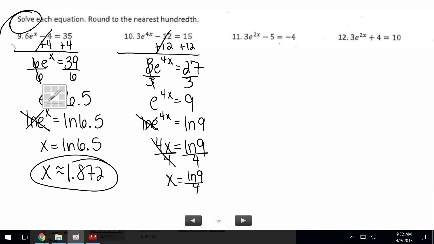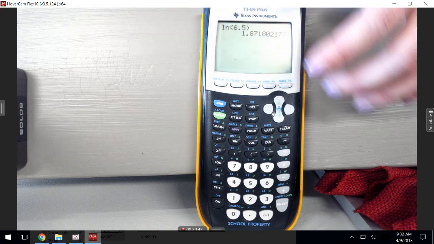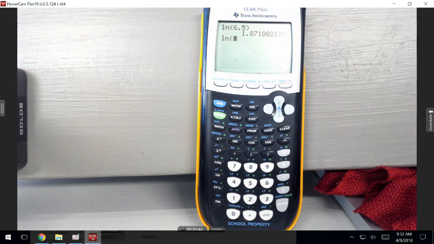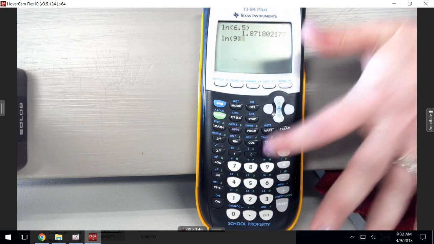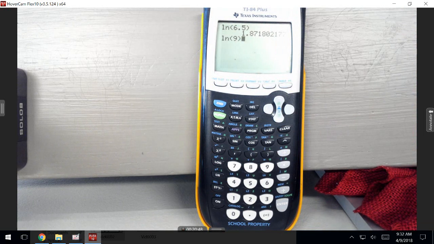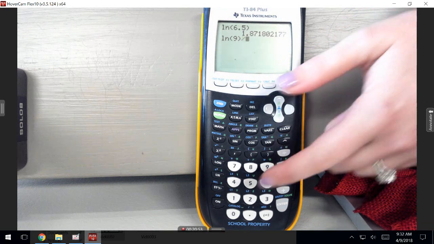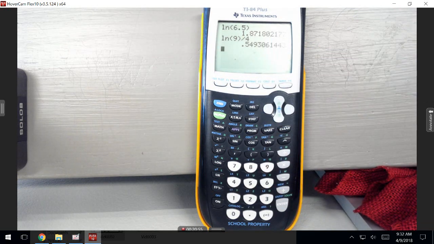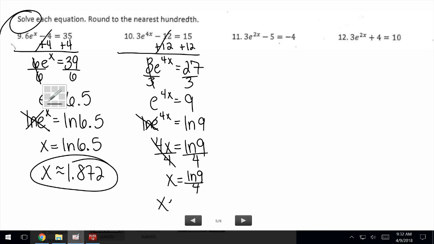You gotta be careful about the way you type it in. Ready? All right. Hit the natural log button. Natural log of 9. If you don't close your parentheses after the 9, you will get the wrong answer. Okay? So close parentheses, then divided by 4. You got 0.549. X is approximately 0.549. It's approximately because you had a huge decimal, right?